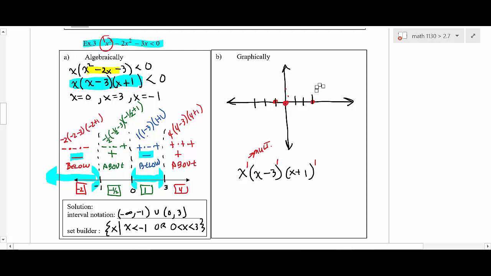Okay, so odd is going to cross. Okay, now it'll make sense. So you're going to cross there, so it's going to go like this. Okay, so it's got to go like this. It goes like that, and it crosses like that.